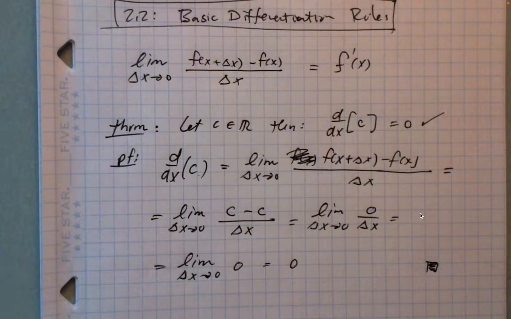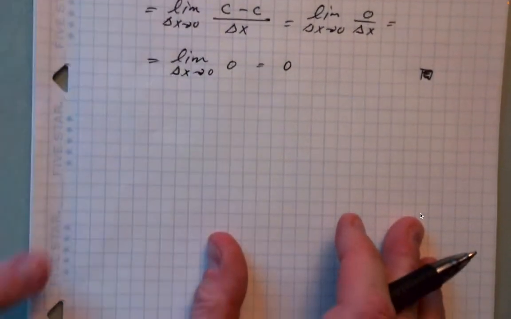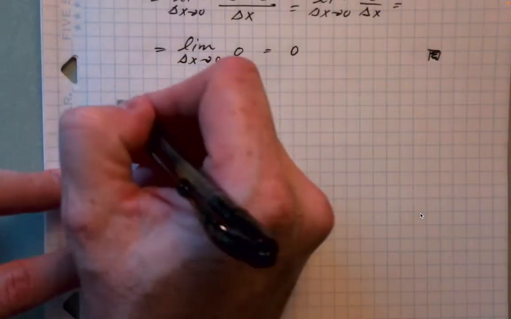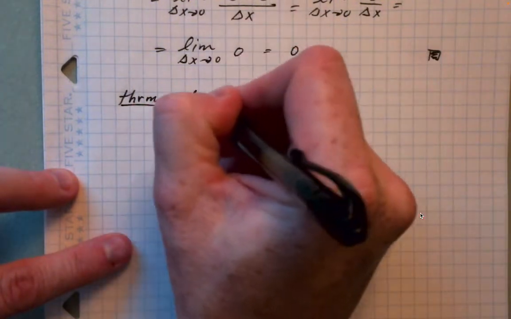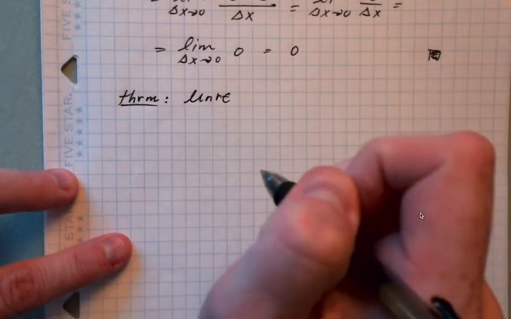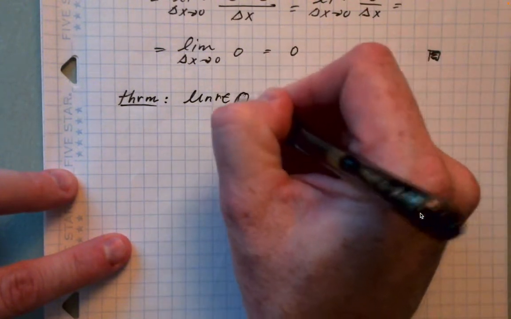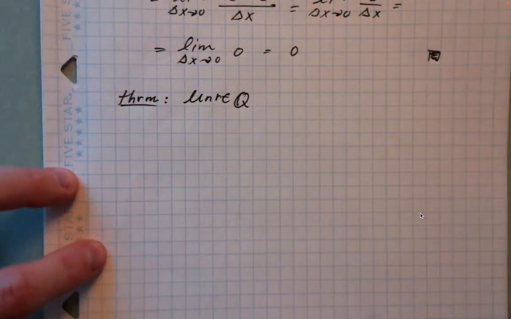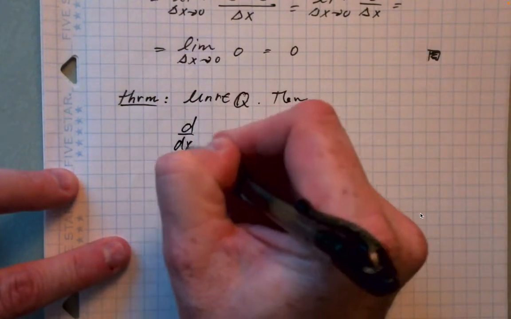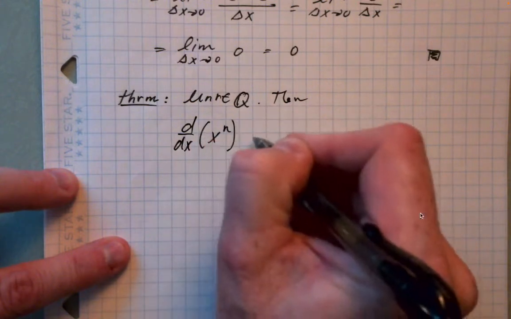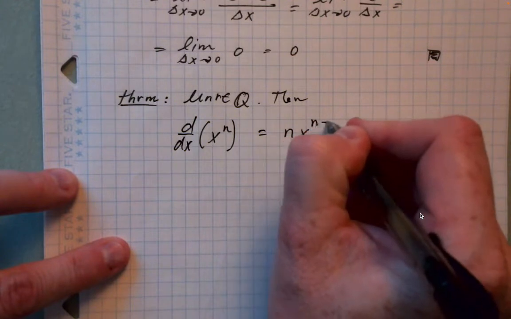Okay, let's take a look at another one, slightly more complex, obviously far more complex actually. Let's jump to this. We're going to let n be any rational number. Okay, n is a rational number, then the derivative of x to the n is equal to n times x to the n minus 1.